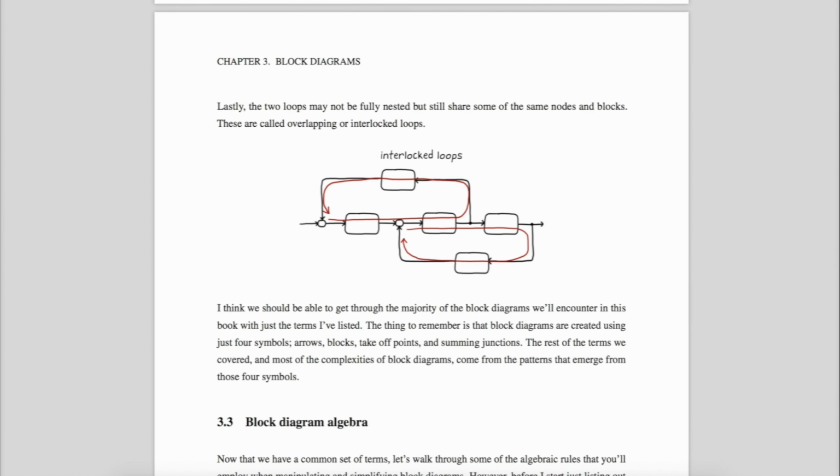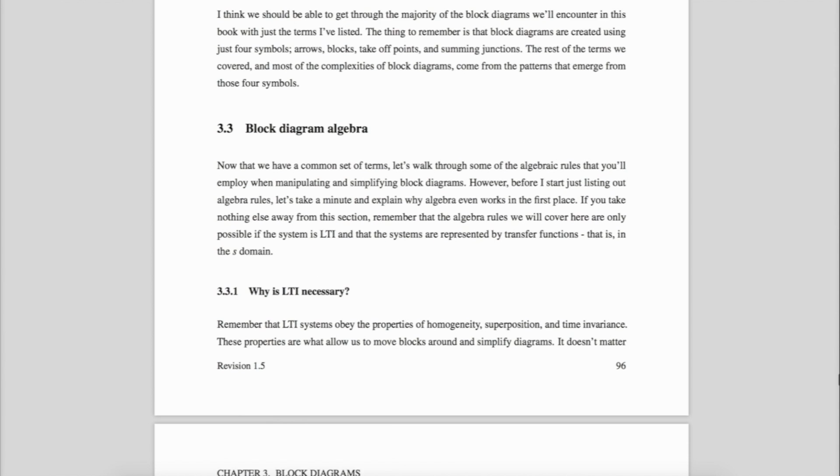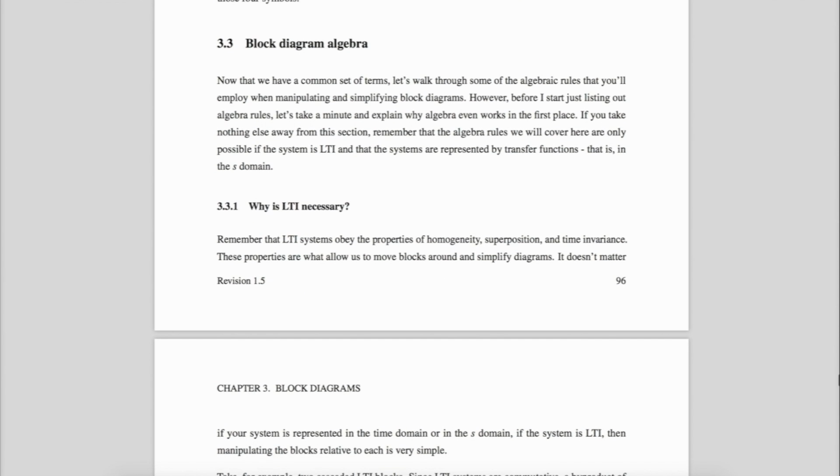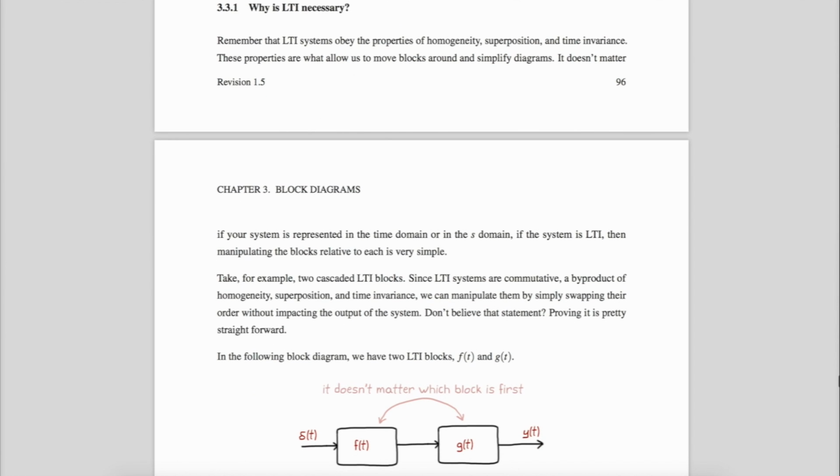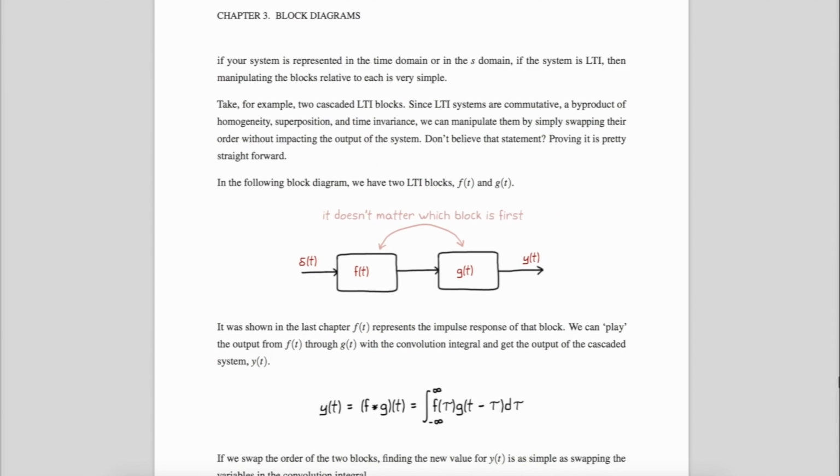Now, with the nomenclature behind us, we can talk about block diagram algebra. Honestly, it's pretty great that we can use algebra to manipulate block diagrams, but it's not by accident. We have restricted our block diagrams to consist of linear time-invariant systems only. Also, for simplicity, we represent our systems in the S domain as transfer functions. These two conditions make our algebra possible. Now, LTI systems are necessary because those blocks can be moved around without changing the output of the overall system. For example, we can swap the order of two LTI systems, f(t) and g(t), and the output y(t) won't change.